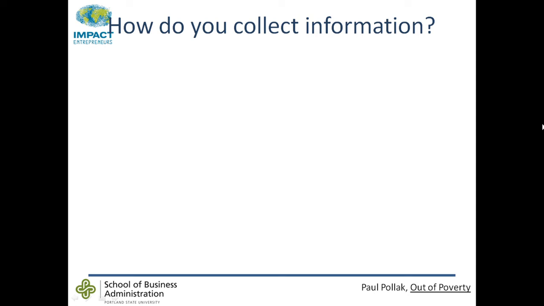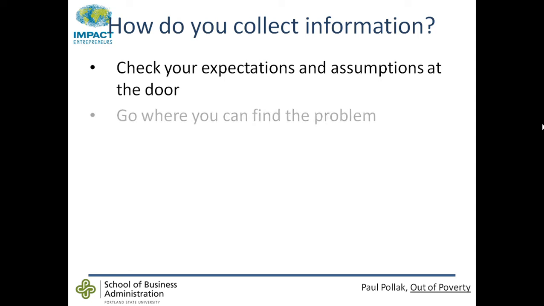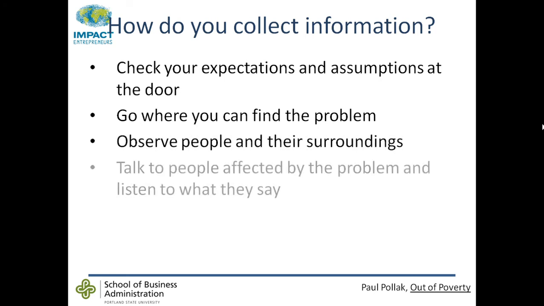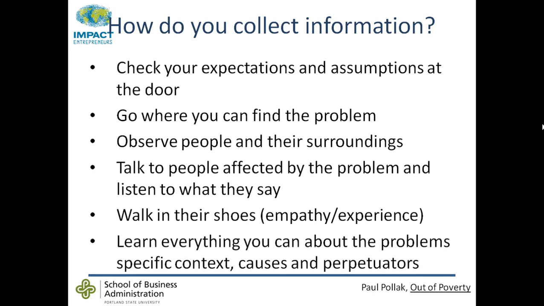So how do you collect information? Well, Paul Polak in his book Out of Poverty tells us that you need to check your expectations and assumptions at the door. You need to go where you can find the problem, to observe people in their surroundings, to talk to people affected by the problem and listen to what they have to say, walk in their shoes. Learn everything you can about the problem's specific context, causes, and perpetuators.